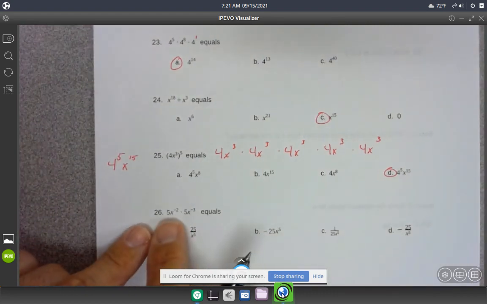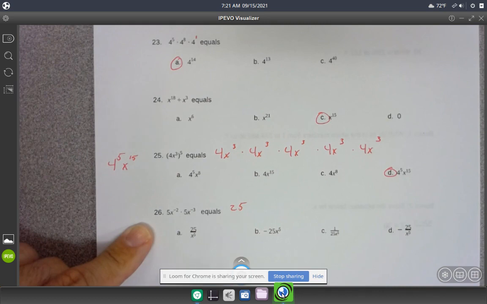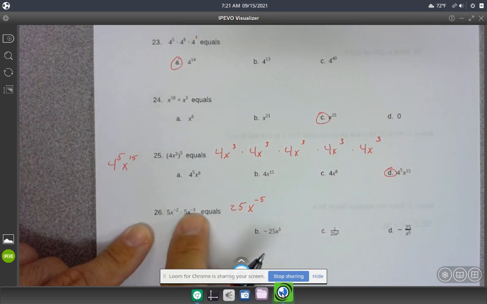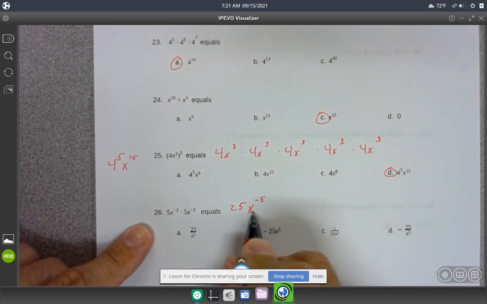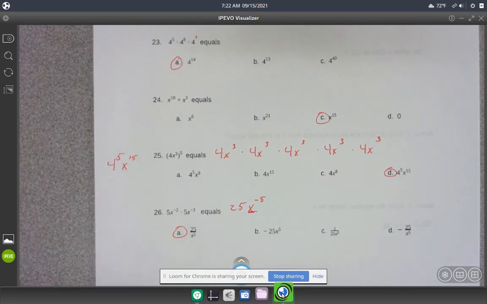All right, 26. 5x to the second times 5x to the negative third. That's going to be 25 for 5 times 5. And then x to the negative fifth. I just did negative 2 plus negative 3. I added the exponents. All right, the negative exponent is going to flip just this part into the denominator. That negative 5 does not apply to the 25. So the 25 is going to stay in the numerator, and the x to the 5th will go downstairs. And then the exponent becomes positive. That's that negative exponent rule.